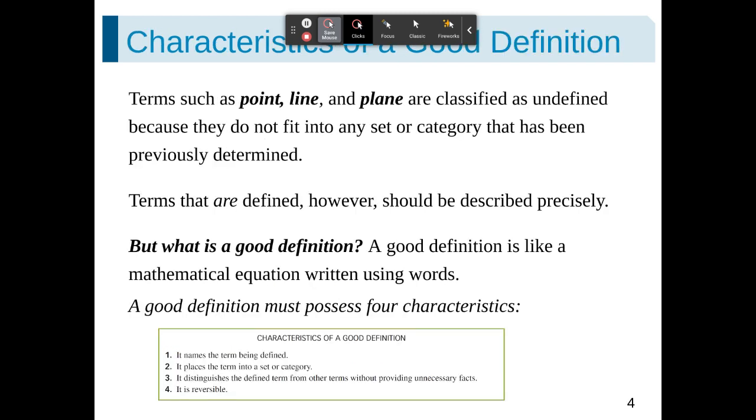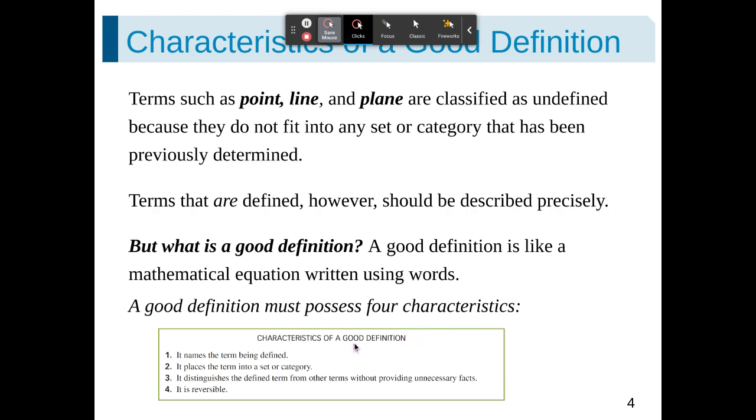All right, so terms like point, line, plane are classified as undefined. We talked about that in the previous sections. They do not fit any set or category that has been previously determined. Terms that are defined, however, should be described precisely. So for example, what does it mean to be a good definition? A good definition is like a mathematical equation written using words. A good definition must possess these four characteristics.